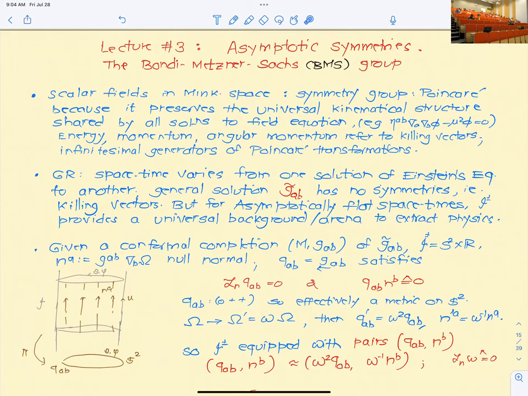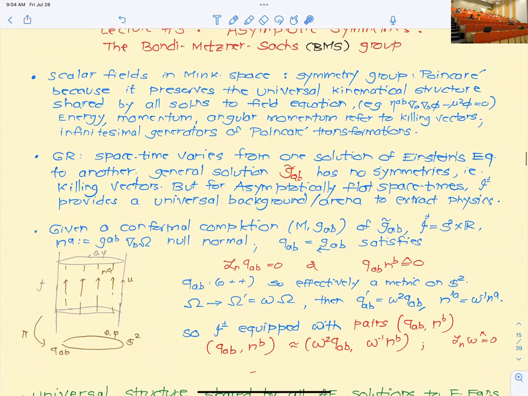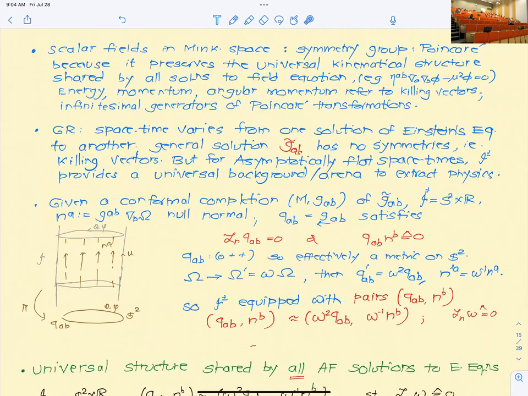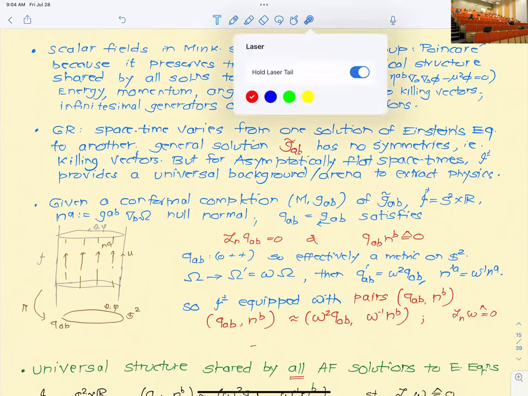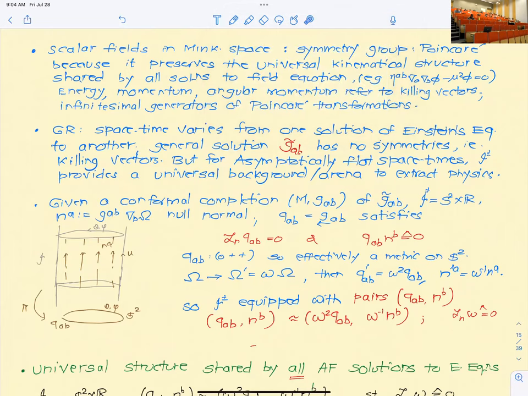So the symmetry group is called the Bondi-Metzner-Sachs group. I think most of you have heard about this before. So let me just explain to you the role of symmetries. As usual, let us begin with a simple example of Minkowski spacetime, and the simplest case, a scalar field. We could also consider a Maxwell field or linearized gravitational field, but let us just consider the scalar field.